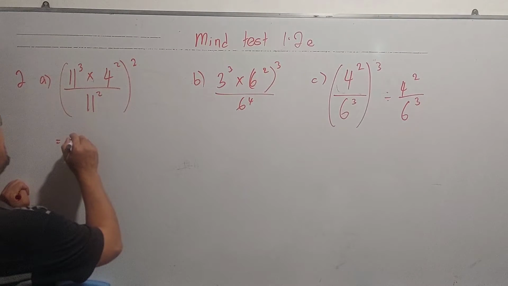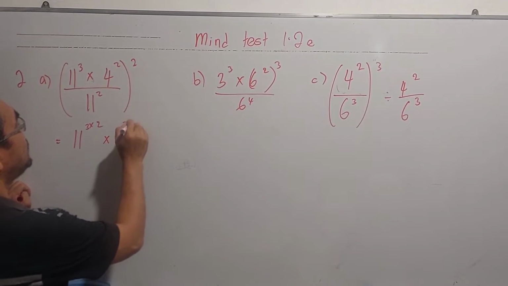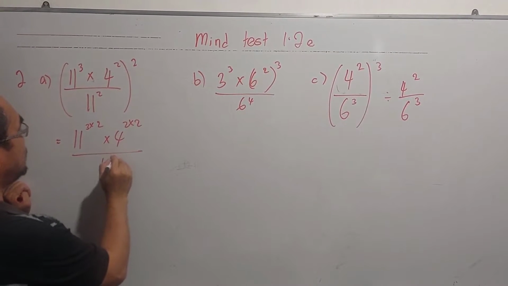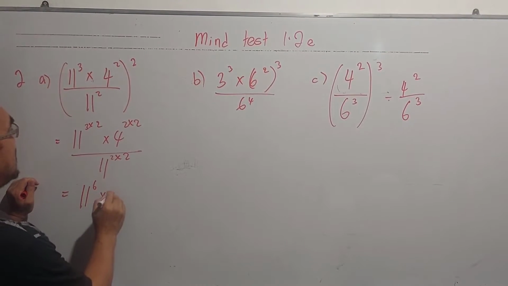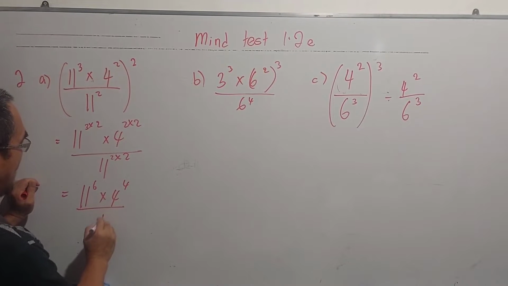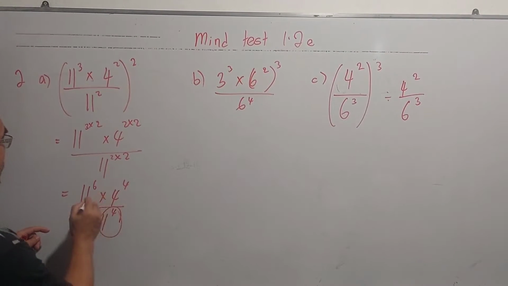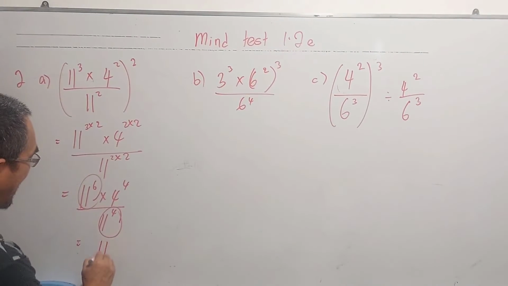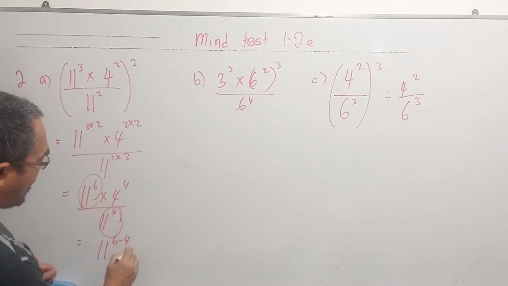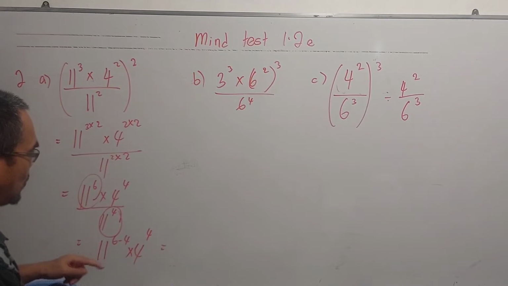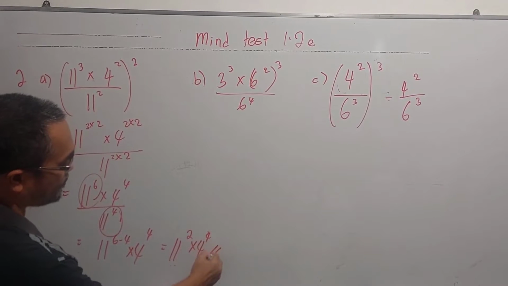Okay, let's say you expand the bracket. So 11, 3 times 2, 4, 2 times 2, 2 times 2. And then we get 11 to the power of 6, 4 to the power of 4, 11 to the power of 4. And then here, to the power of 6 and to the power of 4, we can write 11, 6 minus 4, times 4 to the power of 4. So we simplify to 11 to the power of 2 times 4 to the power of 4.